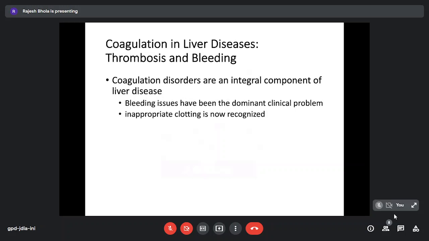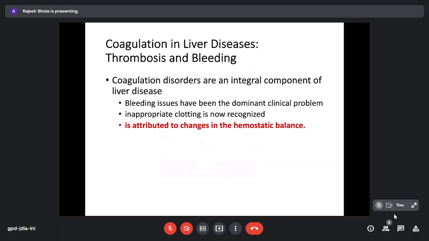And what happens in liver diseases? In liver diseases, we have observed that there happens to be both thrombosis and bleeding. So coagulation disorders are an integral component of liver disease. Bleeding issues have been the dominant clinical problem, but inappropriate clotting has also been recognized in liver disease patients. And all these can be attributed to changes in hemostatic balance. For example, if there is a reduction in the procoagulation factors, they will lead to more bleeding.